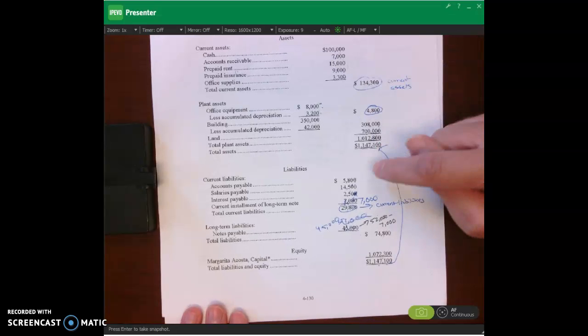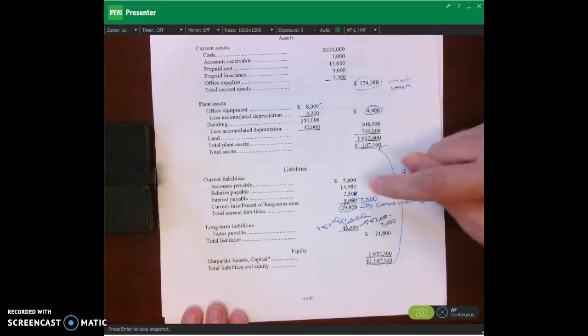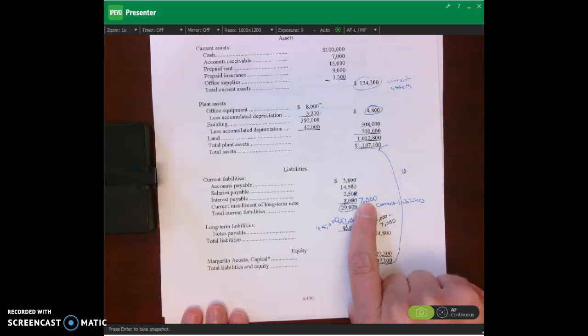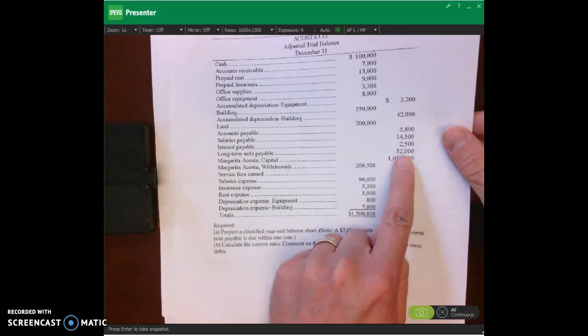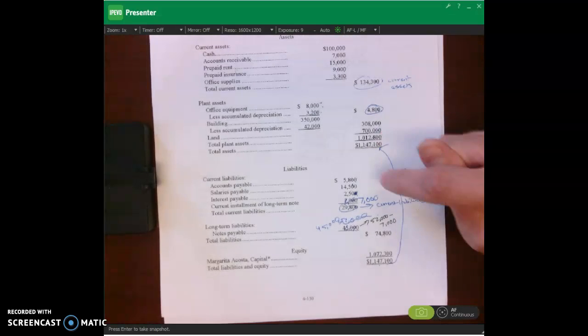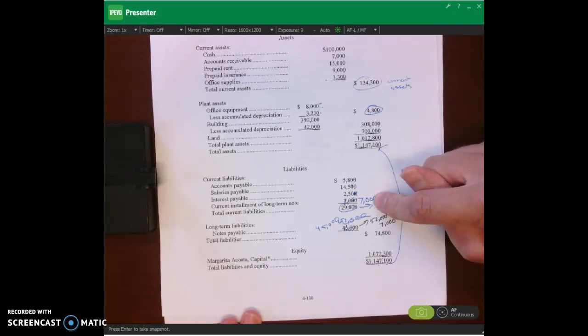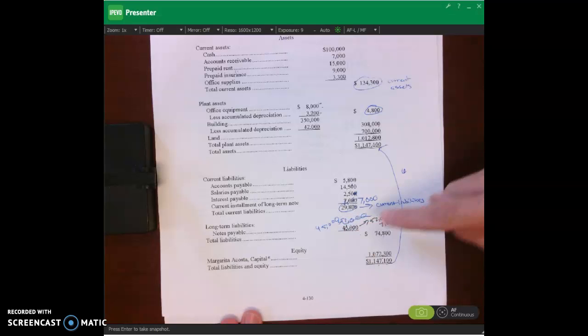Then we look at the liabilities and equity. We have our accounts payable as a current liability. Salaries payable is also a current liability. Interest payable is a current liability. And then remember we had that $7,000 of that $52,000 coming due within a year, which means it's current. So we have our $7,000, which is our current portion of our long-term notes. We add up all these and get total current liabilities of $29,800. Then for our notes payable, $45,000. Adding those two together gives total liabilities of $74,800.